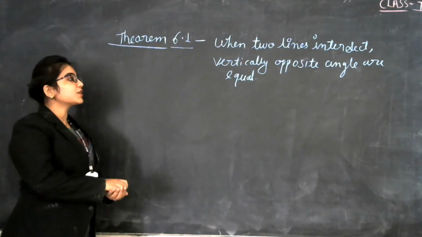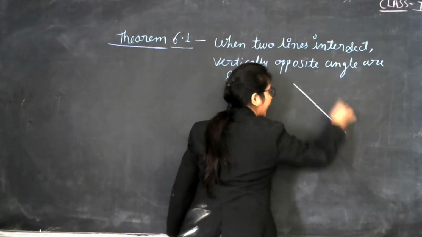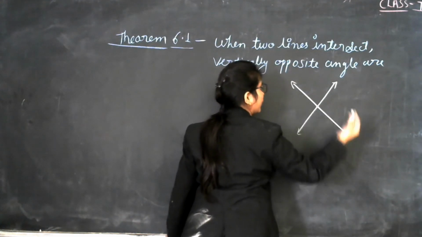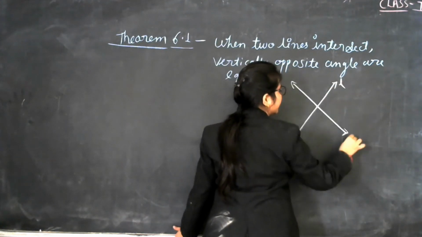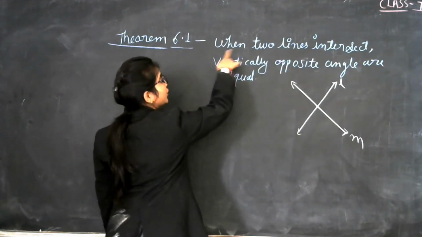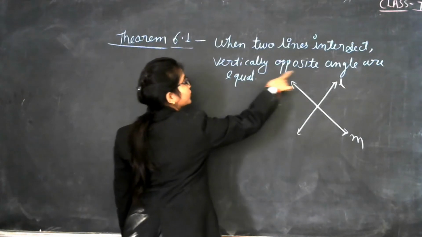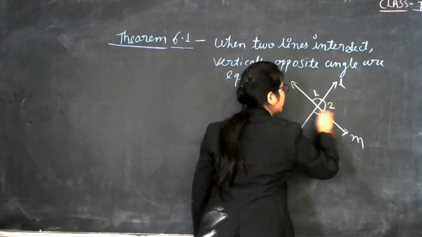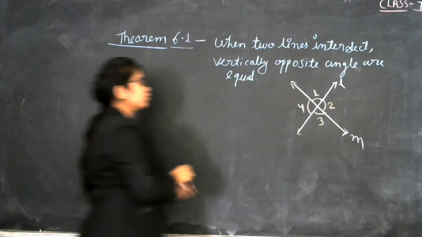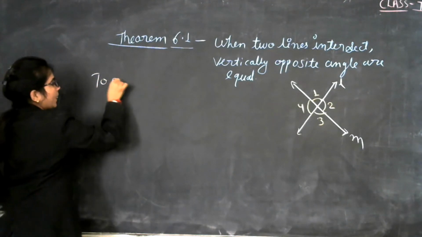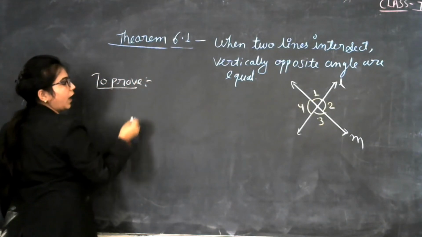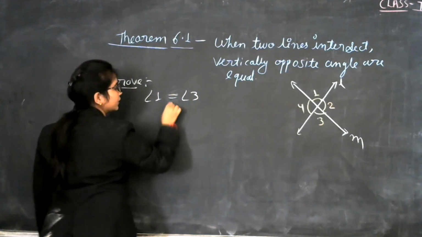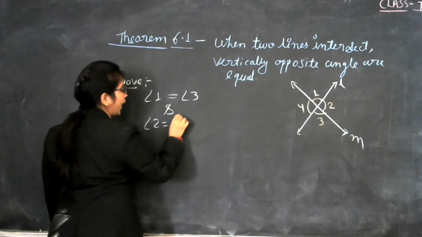Okay, so Theorem 6.1. The statement of this theorem: when two lines intersect, vertically opposite angles are equal. First we draw a diagram. These are two lines, suppose L and M. Suppose this is angle 1, this angle 2, this angle 3 and this angle 4. So what do we have to prove? To prove angle 1 is equal to angle 3 and angle 2 is equal to angle 4.